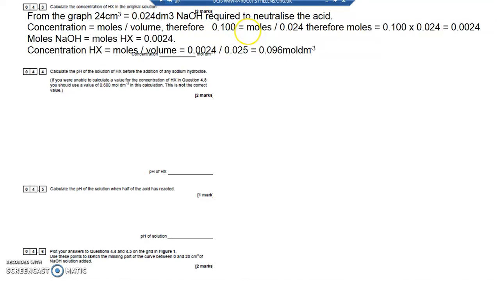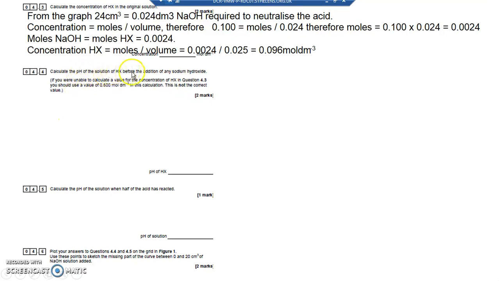So concentration is moles divided by volume. Moles of HX equals the number of moles of sodium hydroxide at that equivalence point. So moles is 0.0024 divided by its volume in dm³, 0.025. I have got 0.096 mol dm⁻³ concentration of HX.